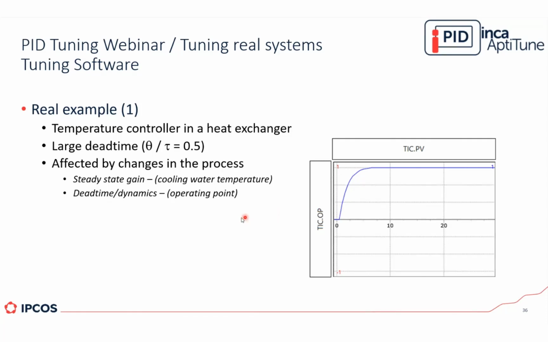And this loop here is also affected by changes in the process. That means the steady state gain and the dynamics or dead time can change over time, right? So the gain will change based on the cooling water's temperature, and the dynamics will change based on the operating point. And here we have the input-output response. So we are changing the valve position here, and we have the response on the temperature. Okay.